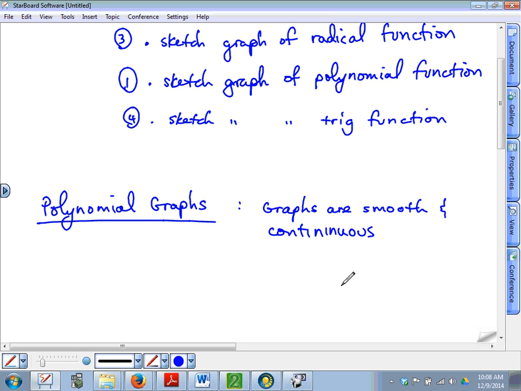Smooth means there aren't any points, like an absolute value has like a corner type point. Continuous means there aren't any interruptions. If you start at the end of a polynomial graph, you can trace the entire graph without lifting up your pencil. There are no discontinuities.